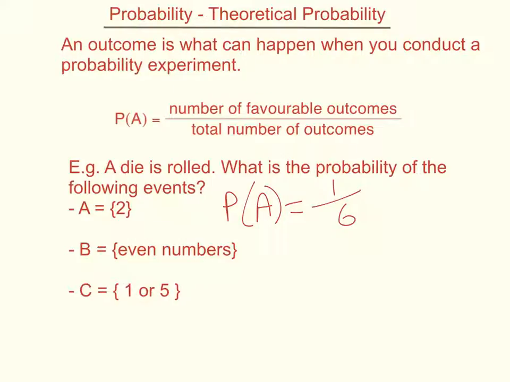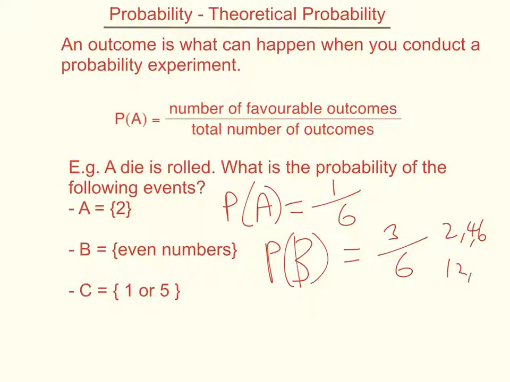The next one, probability of B, given that B is the event even numbers. Probability of B is equal to 3 over 6. And that's because 2, 4 and 6 are the favourable outcomes. 1, 2, 3, 4, 5 and 6 are all the possible outcomes. So there are 3 numbers, 2, 4 and 6, out of the 6 numbers on a die. So the probability is 3 over 6. Now because it's a fraction, we can actually cancel it down to a half.